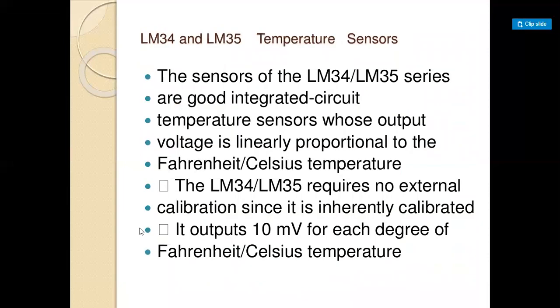Now this is my LM34 and LM35 temperature sensor. The LM35 and LM34 series are good integrated circuit temperature sensors whose voltage is linearly proportional to the Fahrenheit or Celsius temperature. The LM35/34 requires no external calibration since it is inherently calibrated, and it outputs 10 millivolts for each degree of Fahrenheit and Celsius temperature.